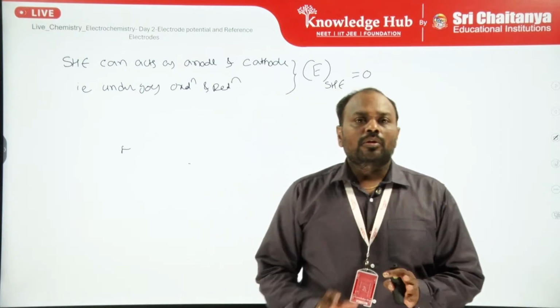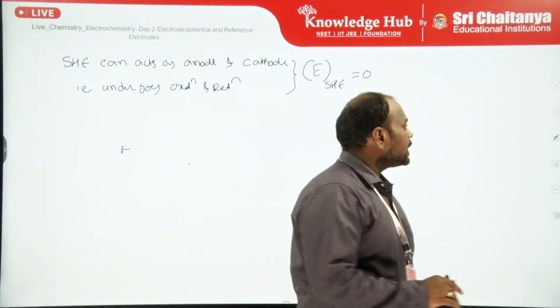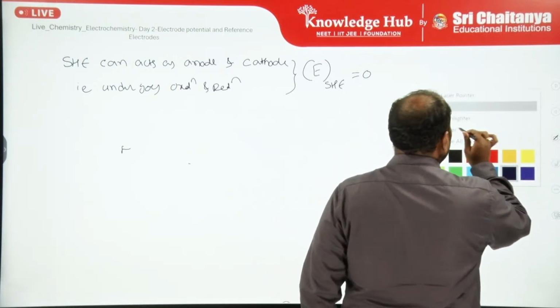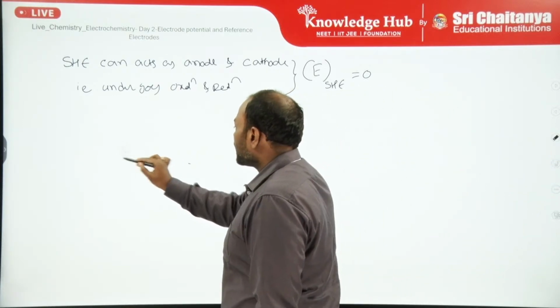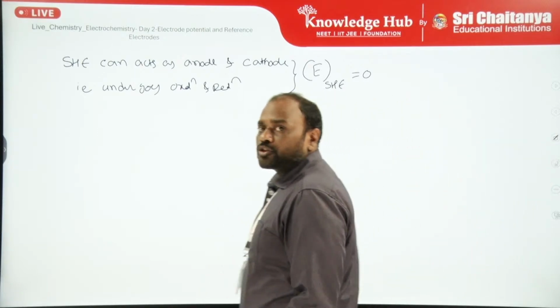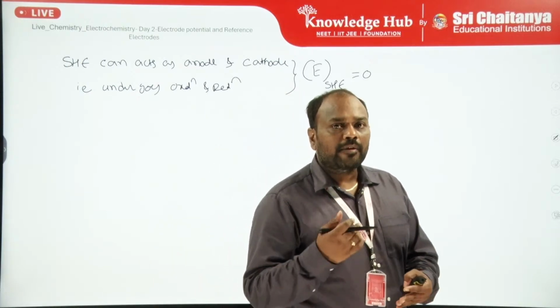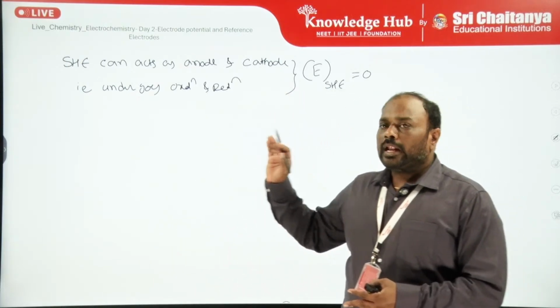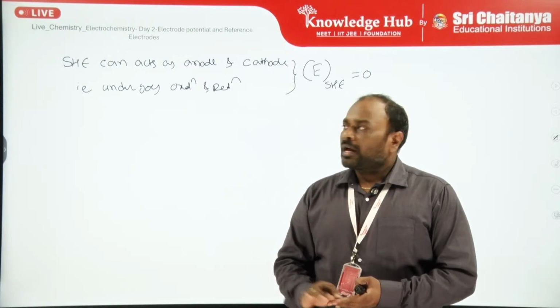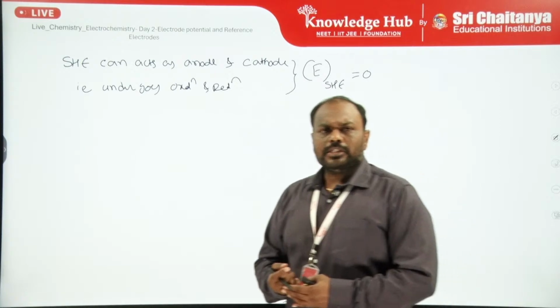Okay. So in this way we are using the reference electrode to measure the electrode potential of a single electrode. If a single electrode is given, we cannot measure the electrode potential directly. So by using one reference electrode, we can calculate the electrode potential of the cell. This is the best example for the reference electrode. Many other reference electrodes are also there.